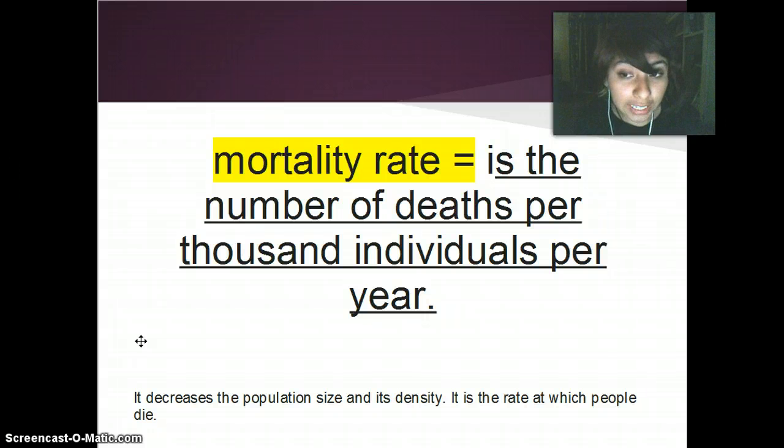Mortality rate. The mortality rate is the number of deaths per 1,000 individuals per year. It decreases the population size and its density. It is the rate at which individuals die.